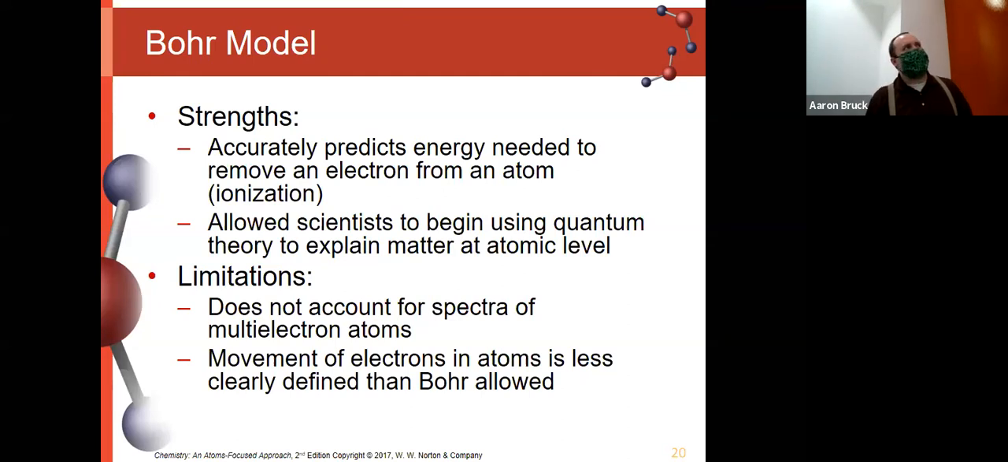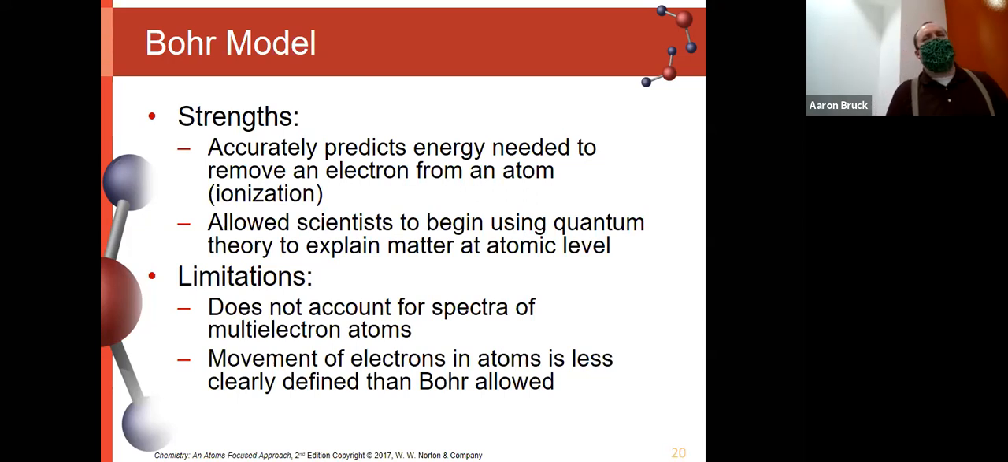So first of all, let's talk about what's good about it. Using the Bohr model of the atom, we are able to accurately predict how much energy it takes to remove an electron from an atom. That's a process that we will refer to from here on as ionization. When an electron gets removed from an atom, we call that an ionization process.